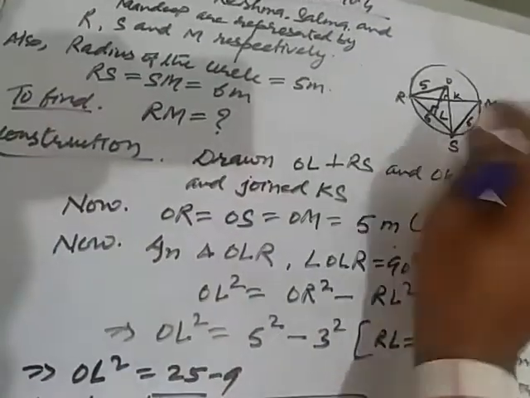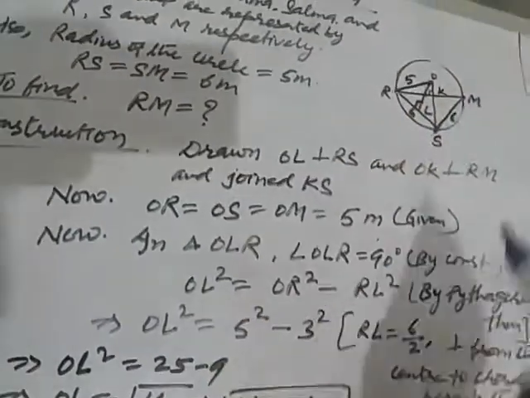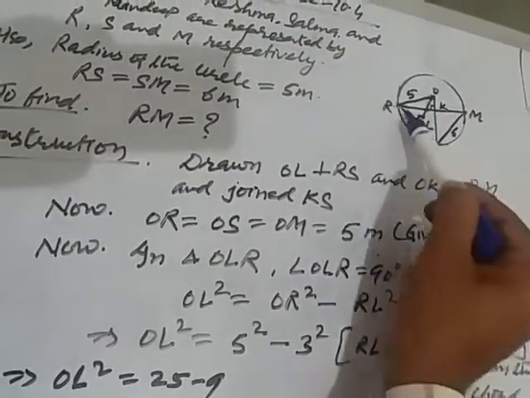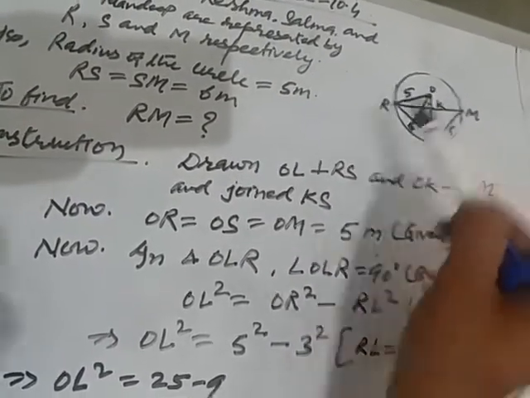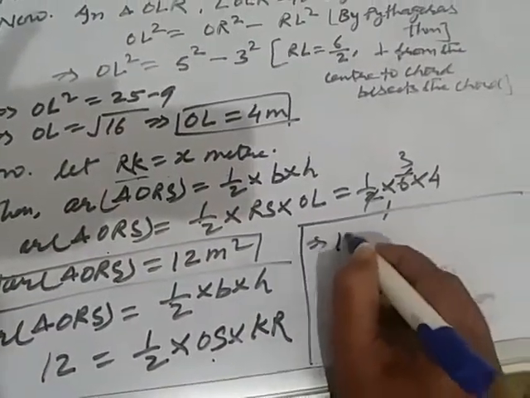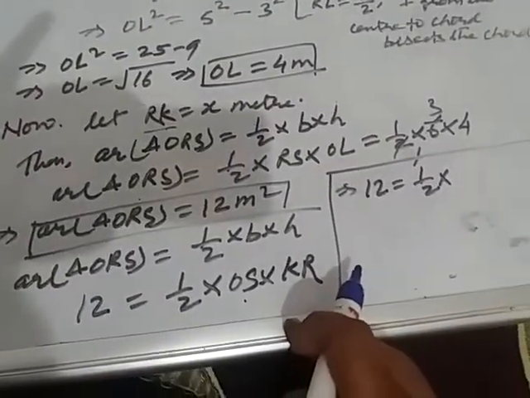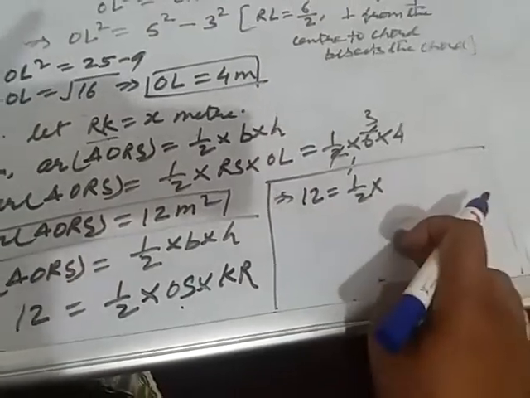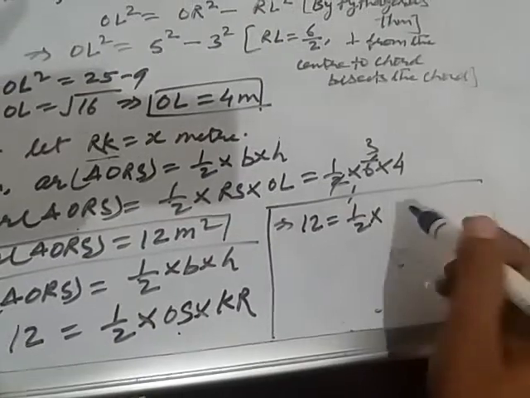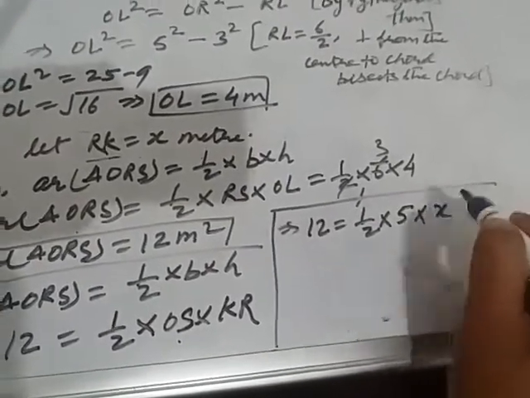This time, see, previously we have taken RS as the base and OL as perpendicular. This time, for the same triangle, we are taking base OS and the corresponding height RK. So that is, this implies that 12 equal to 1 upon 2 into OS into KR. What is OS, children? OS is 5 because this is the radius. OS is 5, into KR, which we have taken to be X.